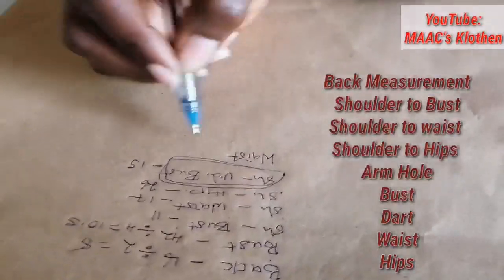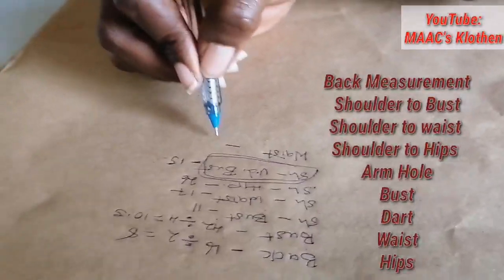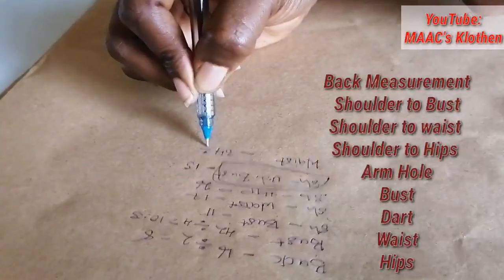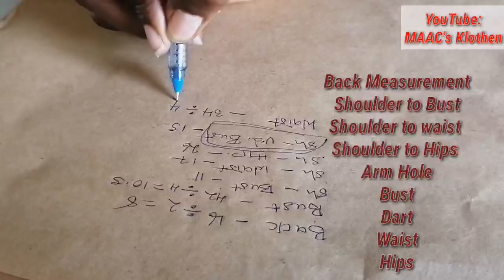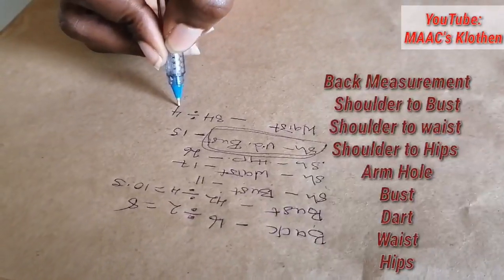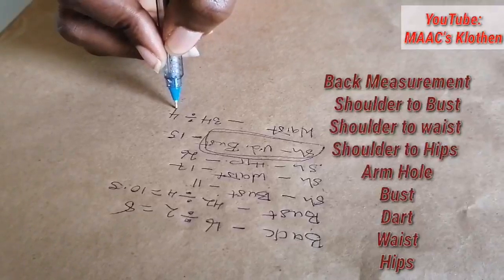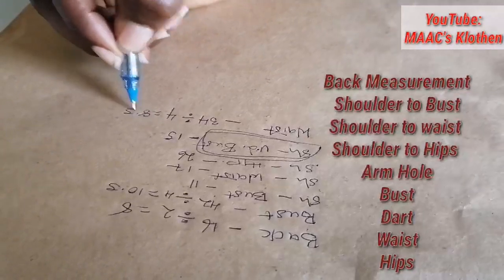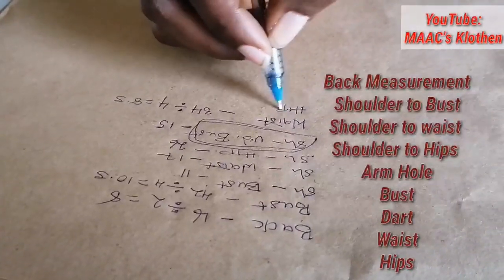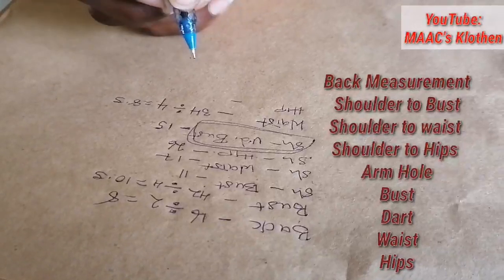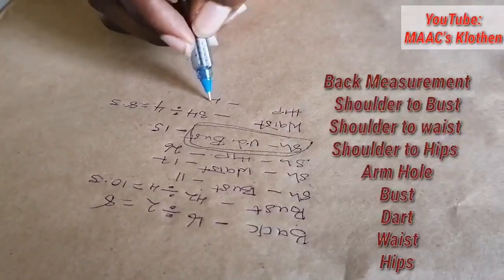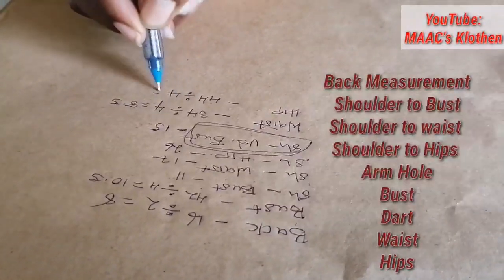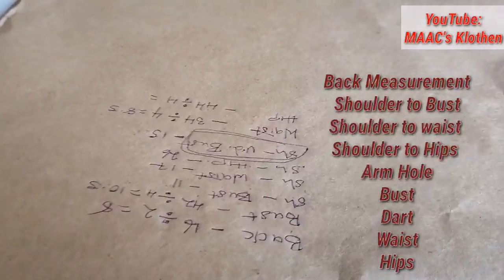Waist measurement. And my waist is 34. 34, we'll divide it into 4. And 34 divided by 2 will be 17. 17 divided by 2 will be 8.5. And then hip measurement. My hip is 44. 44 divided by 4 is equal to 11.